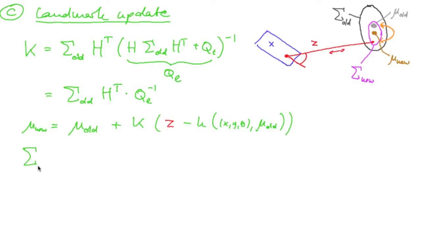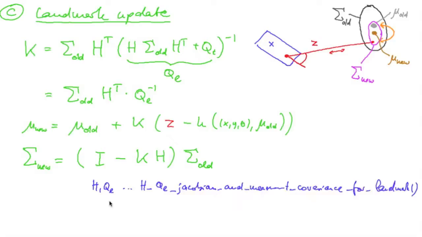And our new covariance is computed by this standard formula. So it's the identity matrix minus Kalman gain times H times our old covariance matrix. This is all there's to do. Now for the practical implementation, remember that H and QL are computed by a function you've written earlier, termed h, QL, Jacobian and measurement covariance for landmark. And h, the function, is computed using h expected measurement for landmark.